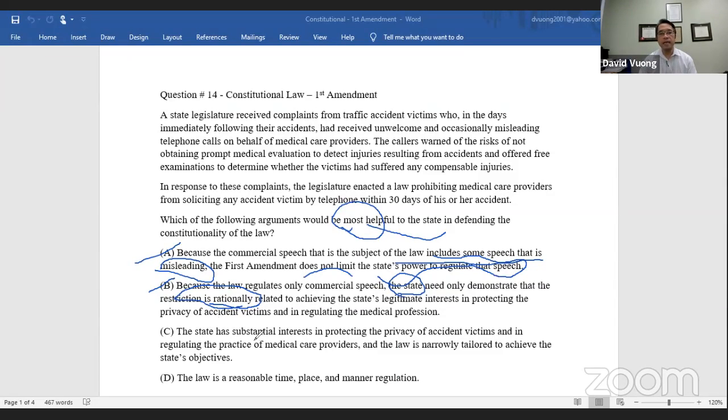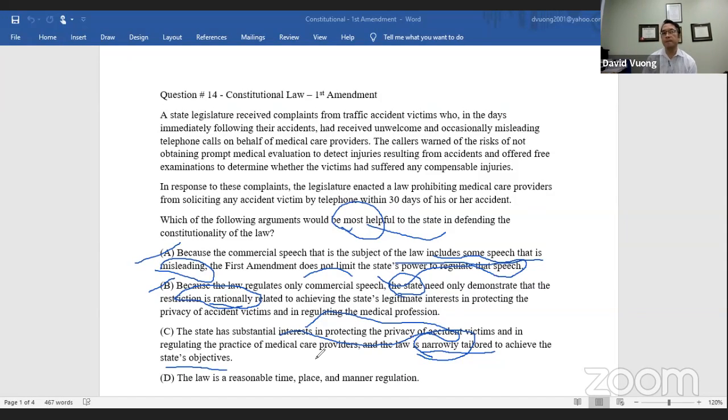C, the state has a substantial interest in protecting the privacy of accident victims. And why do they have an interest in protecting the privacy of a victim? Because if you look at the facts, it bothered the people of the victim, and it regulates the practice of medical providers. That law is narrowly tailored. See, it has to be narrowly tailored to achieve the state objective. So the words narrowly tailored mean strict scrutiny. Freedom of speech, that's your First Amendment. All the First Amendment is strict scrutiny.